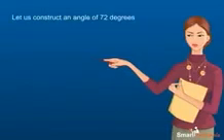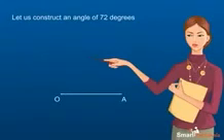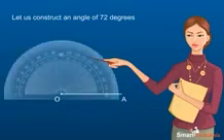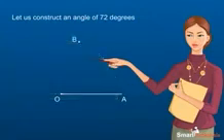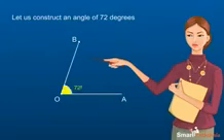Step 1. Draw a ray OA with endpoint O. Step 2. Keep the protractor along OA such that center point of the protractor is on O. Step 3. See the 0 mark that lies on the ray OA. Count 72 degrees from there and mark a point B. Step 4. Join OB. Thus, angle AOB is 72 degrees.